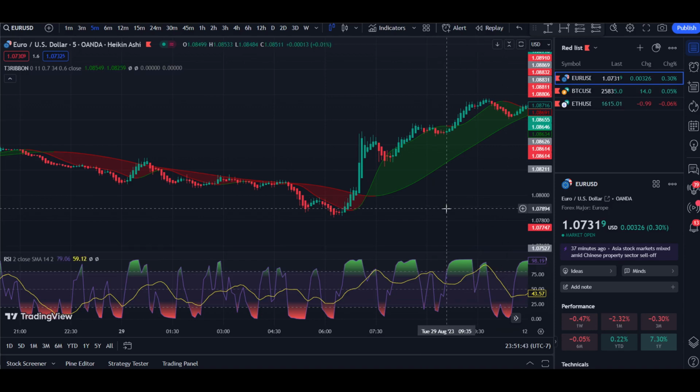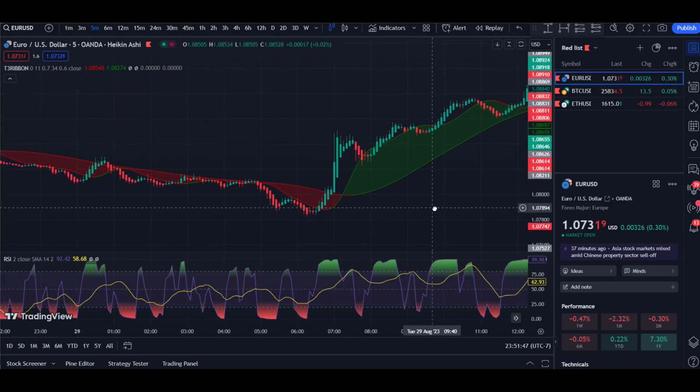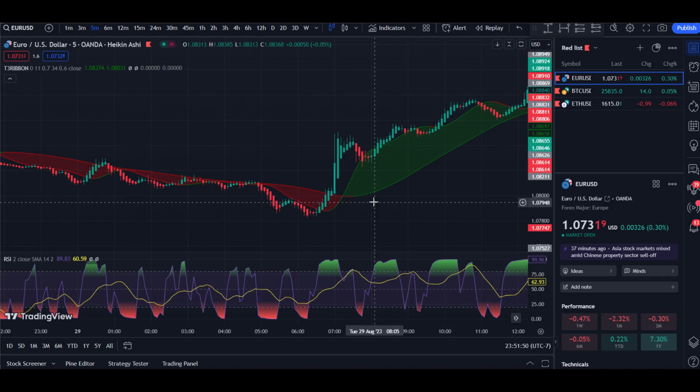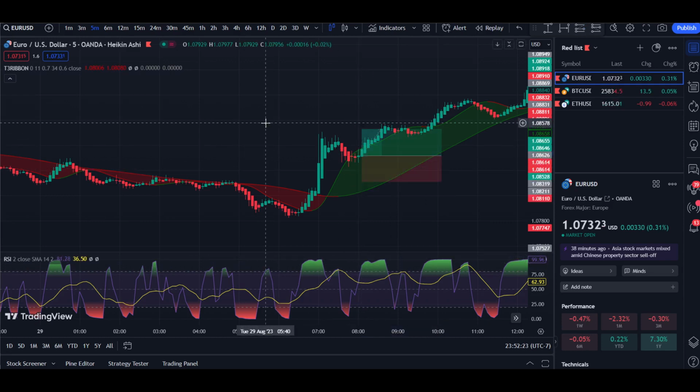So for the strategy, we're going to be using this as a trending strategy. The first thing that we're going to be looking for is for the T3 ribbon to be either red or green. As we can see right here, we do have the ribbon, it is green, so we're going to be looking for long positions. Next thing that we're going to look for is for the RSI to close above the 80 level. As soon as that occurs, we can take our long position. So we're going to open the trade right here.